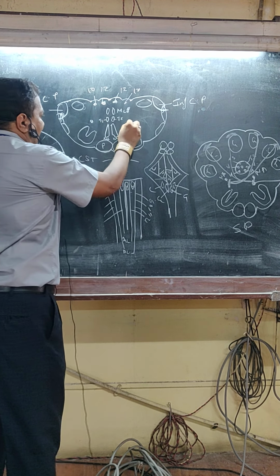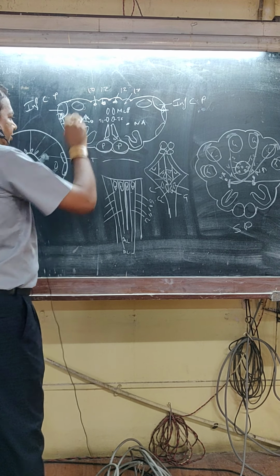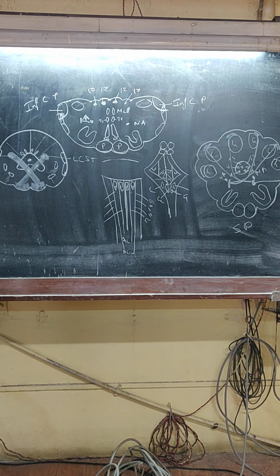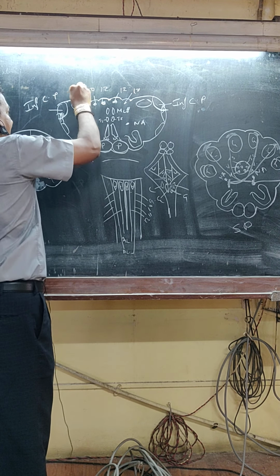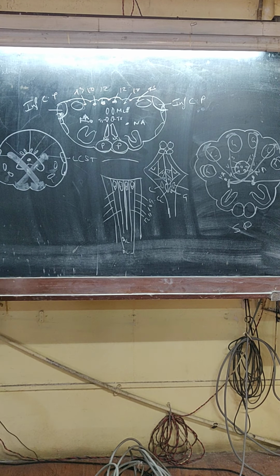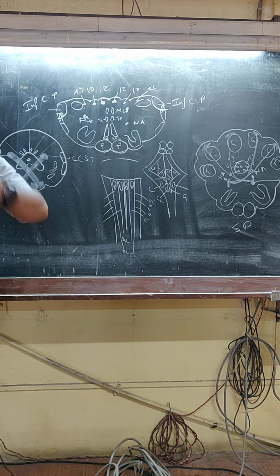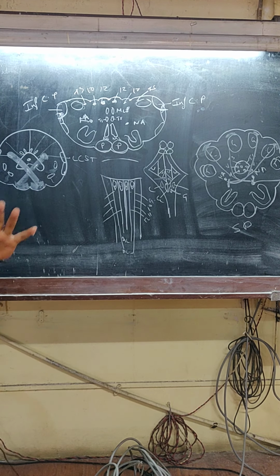Here will be nucleus ambiguus. Then nucleus of tractus solitarius. Many other things will be there: spino-olivary tract, olivospinal tract, vestibulospinal tract. All these things will also be there.